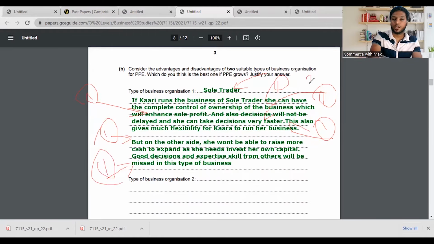But you need to note that I wrote 3 advantages here. So I wrote 3 advantages and 2 disadvantages, because I want my first option to win this type of question. And on type of business organization 2, partnership, I'm going to write 3 disadvantages and 2 advantages. So if I just write the answer itself, I can score better on the paper.